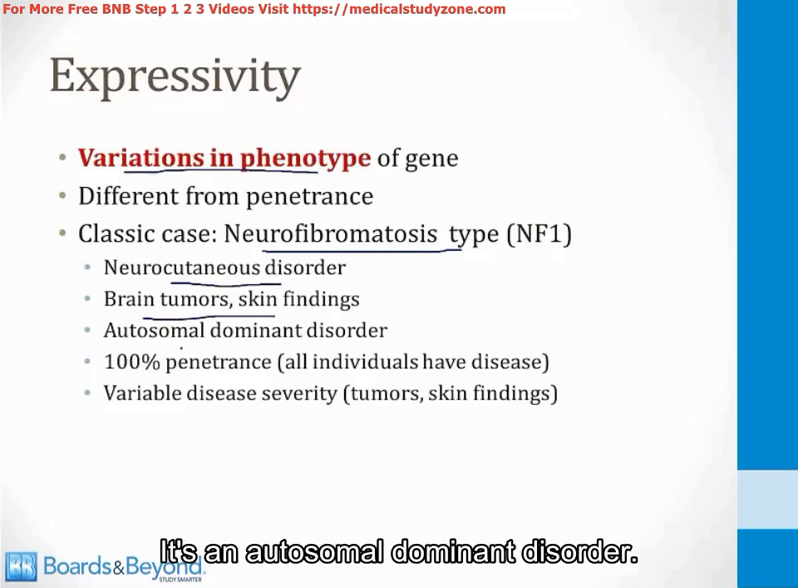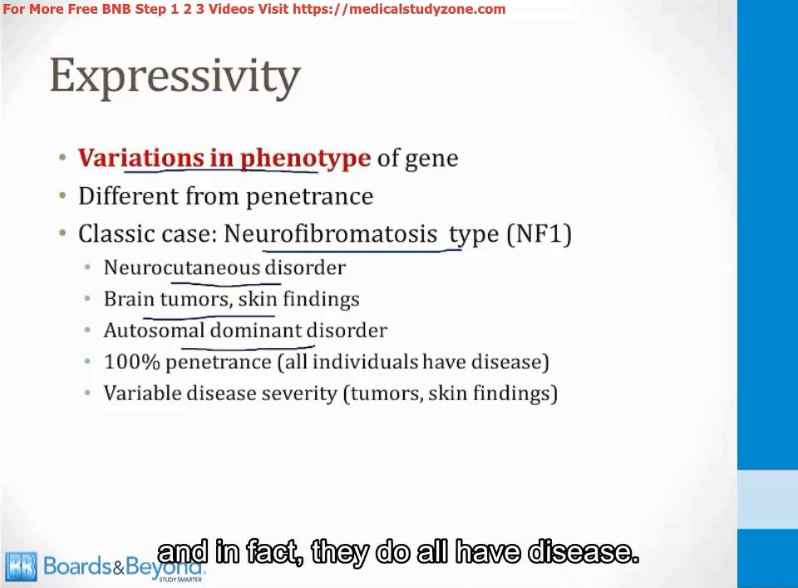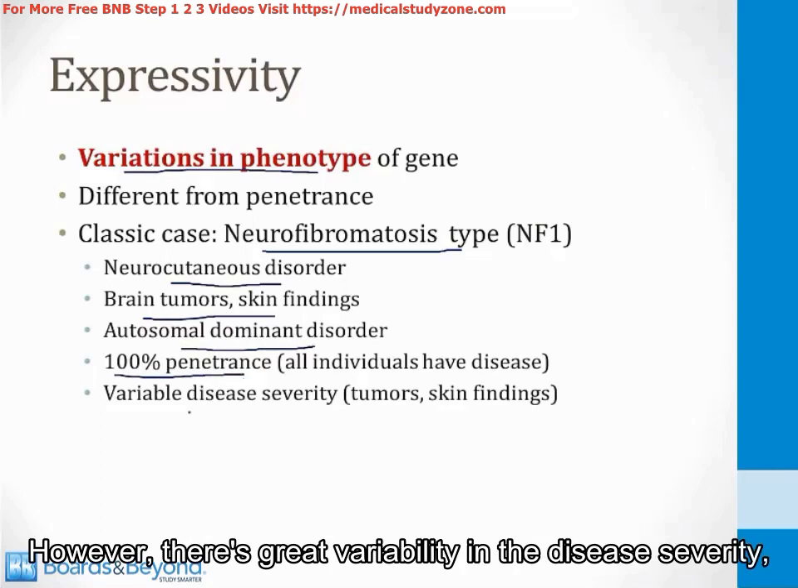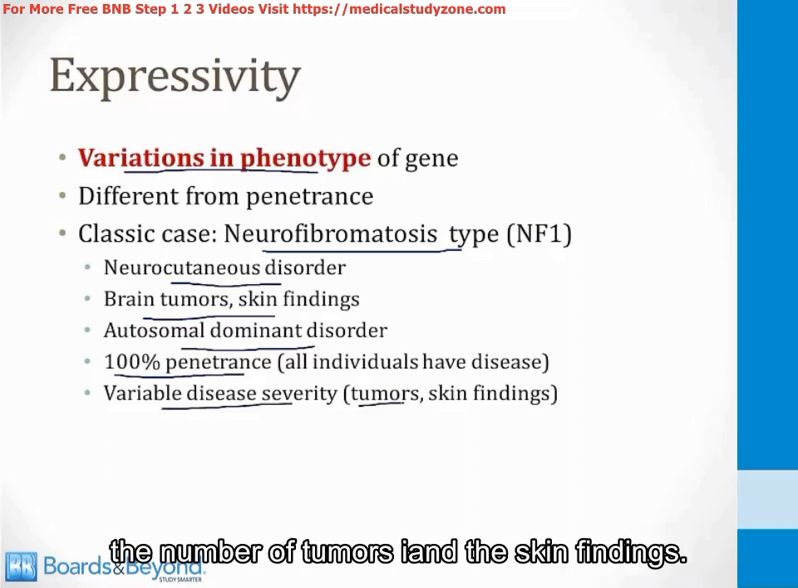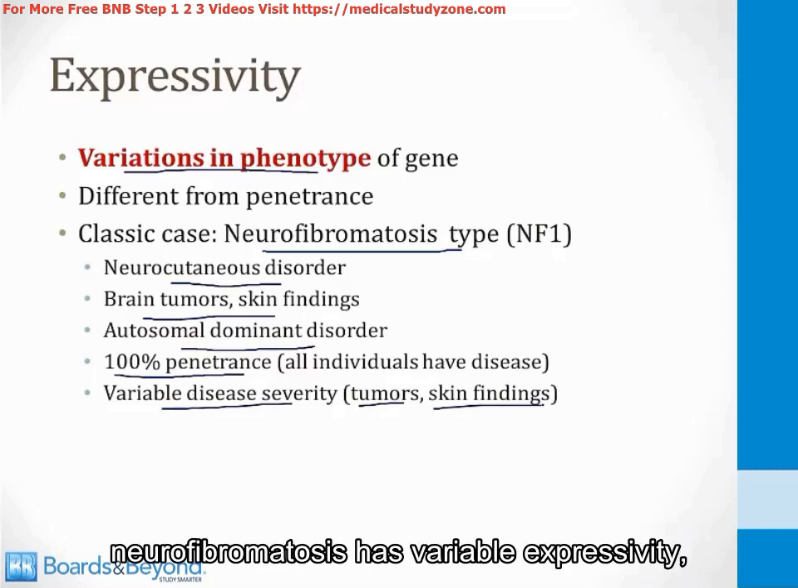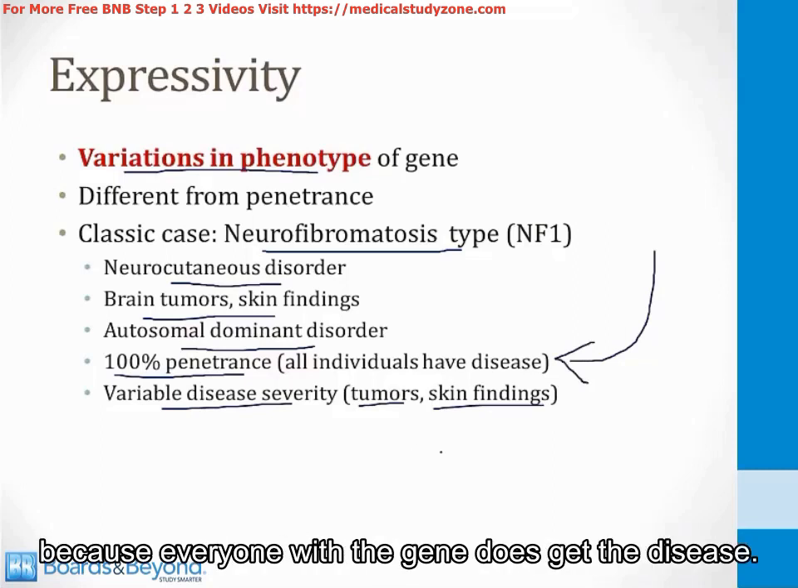It's an autosomal dominant disorder, so you expect all individuals to have disease, and in fact they do all have disease. This disorder has 100% penetrance. However, there's great variability in the disease severity, the number of tumors and the skin findings, and for this reason neurofibromatosis has variable expressivity, although it has 100% penetrance because everyone with the gene does get the disease.